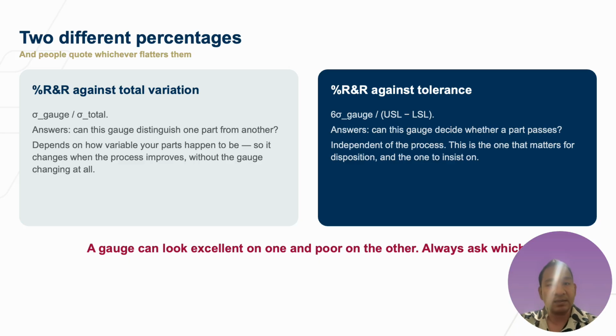Percent R&R against tolerance is 6 sigma over the specification width. It answers, can this gauge decide whether a part passes? That one is independent of the process. It depends only on the gauge and the tolerances, both of which are fixed. For disposition, deciding whether the material ships, the tolerance-based number is the one that matters, and it is the one to insist on. A gauge can look excellent on one and poor on the other. So when somebody quotes a percent R&R, always ask which one it is, every time. The two numbers can differ by a factor of 2.